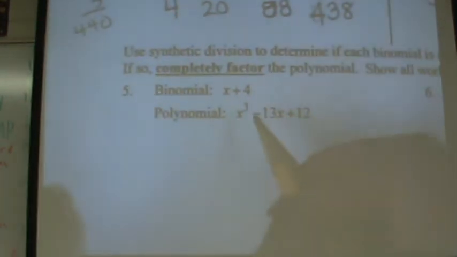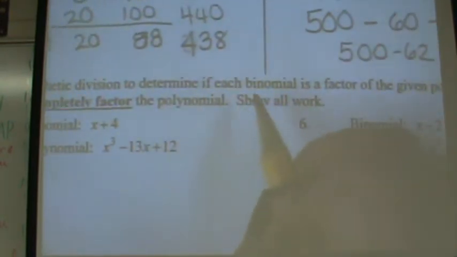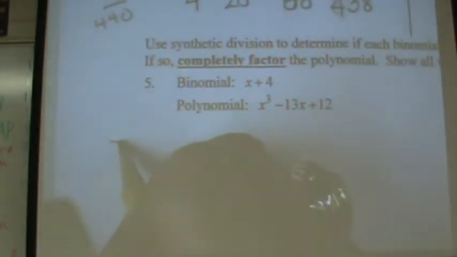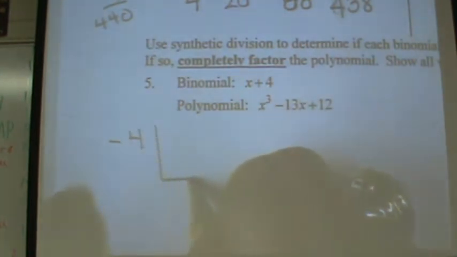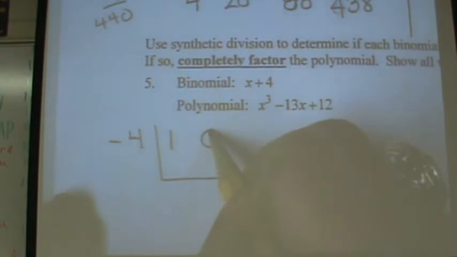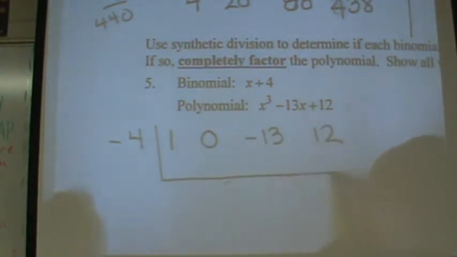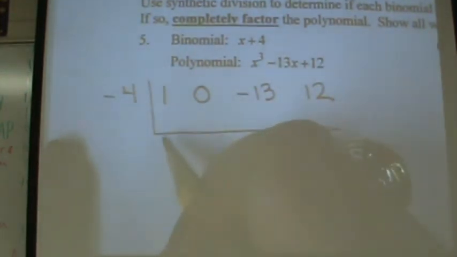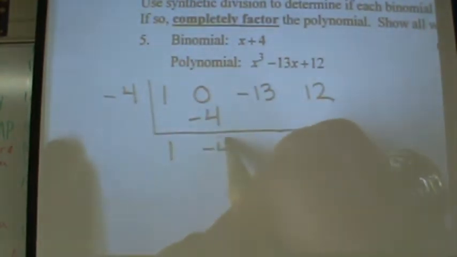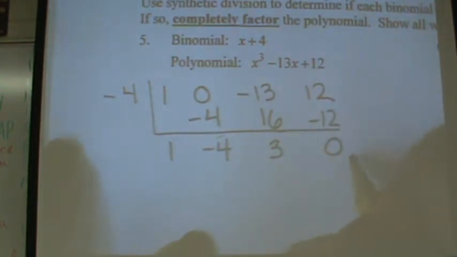Number 5, it says use synthetic division to determine if this binomial is a factor of the given polynomial. So let's do that first. We're going to put negative 4 in here. We have a 1. We have 0x squared. Then we have negative 13. And then we have 12. So bring down the 1, multiply, multiply, multiply, and yes, it is a factor.